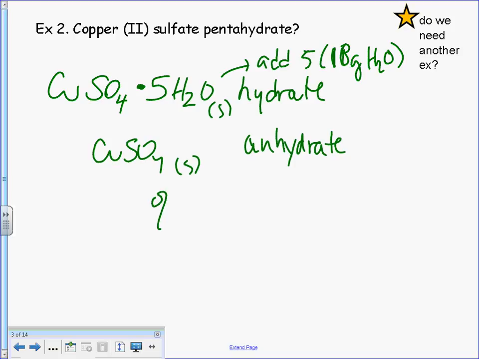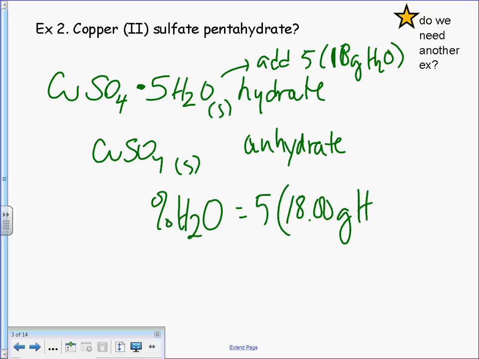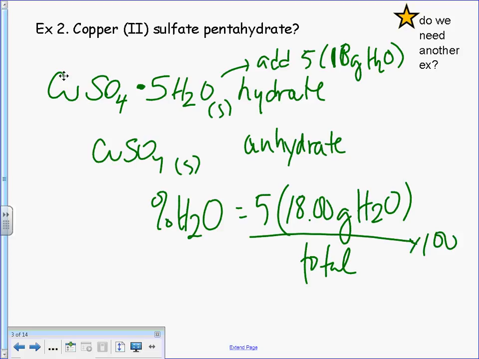Percent water. 5 times 18, I got you, I just said 16 too. So 5 times the mass of water over total times 100, there we go. So for hydrates, you just include the coefficient in front of the water as its subscript kind of thing.